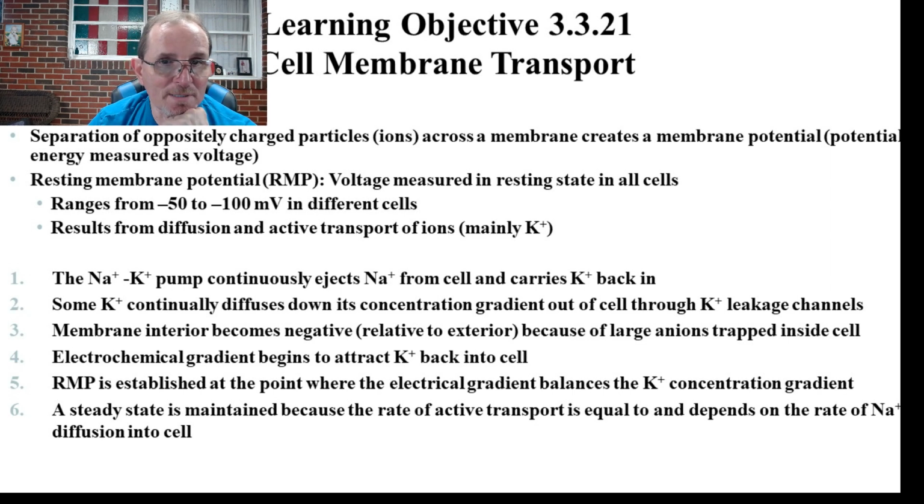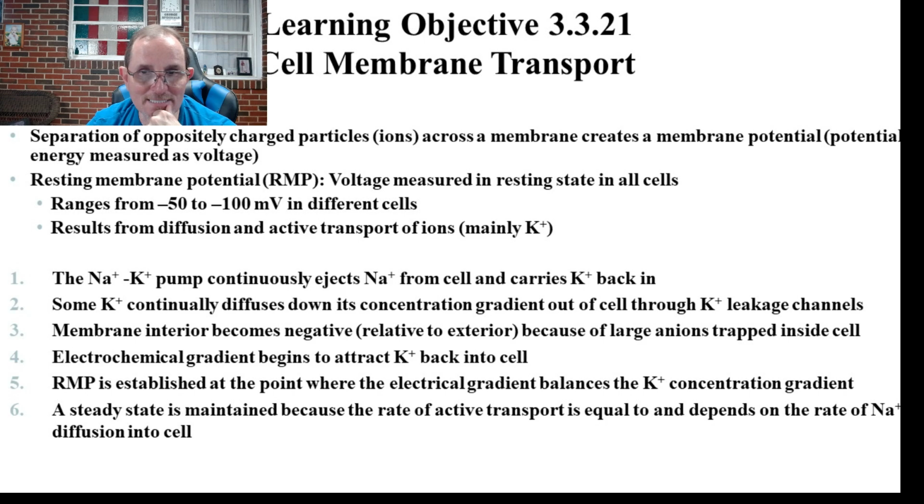Now, normally, again, it's going to be negative on the inside compared to the outside. We call that the resting membrane potential. Different cells go from anywhere from -50 to -100 millivolts. A millivolt's a 1,000th of a volt. A lot of the neurons are going to be around -70. The sodium-potassium pump is going to be moving the sodium and potassium in their proper directions. Sodium out, potassium in.